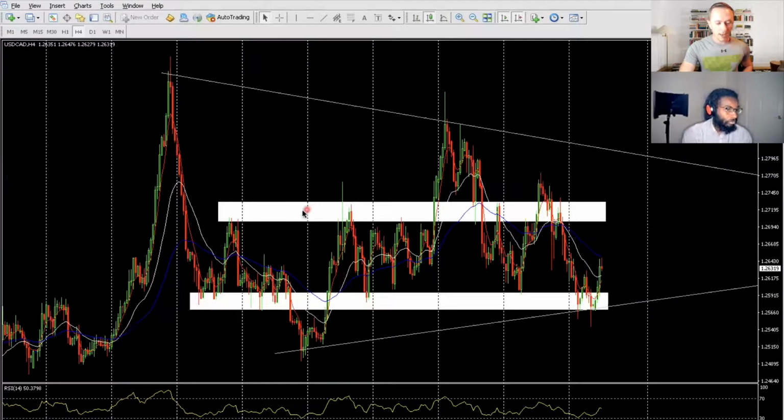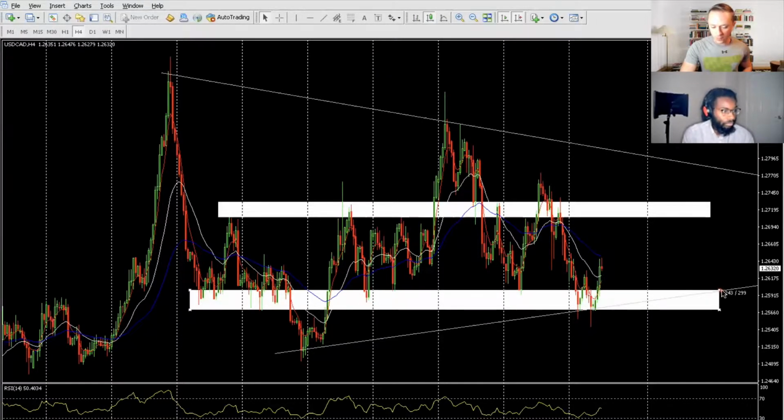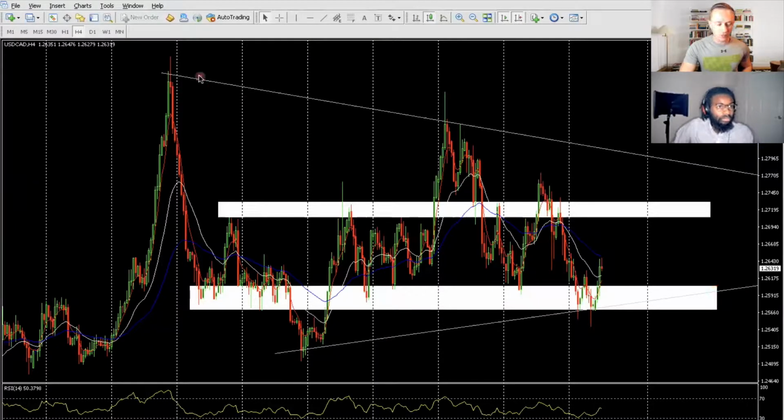Then on top of that, you don't just have to use horizontal lines or these rectangle tools. Obviously we have this zone that is formed right here, but you can also use diagonal lines as well. What you can see from that is we have this higher high point right here. Then we have a lower high. We have even lower highs. We have the lower low, and then we have a higher low.